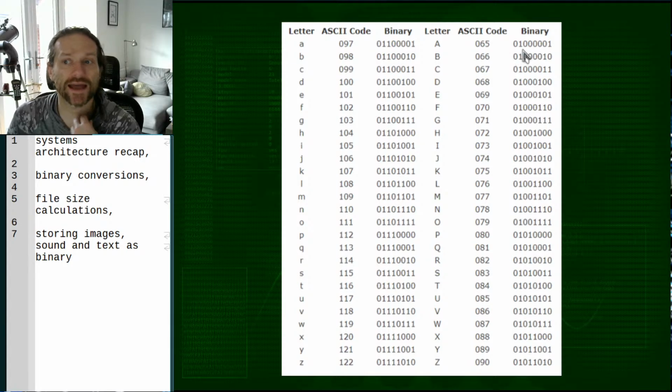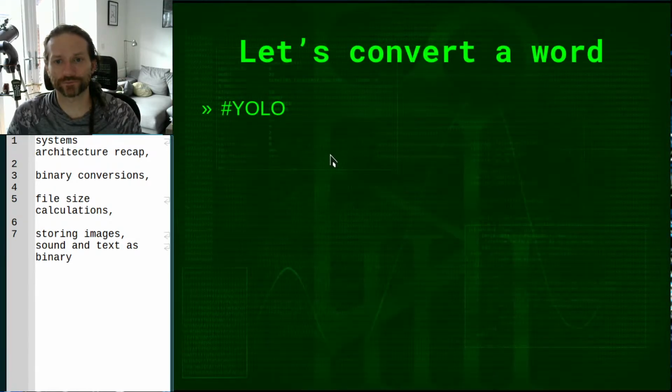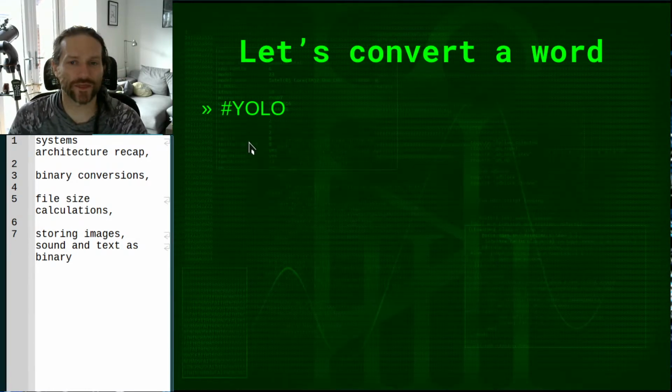Capital A has the binary code 01000001, which is almost the same. You'll notice the lowercase letters on the left-hand side are almost exactly the same as the binary values for the uppercase letters on the right-hand side. The only difference is this third bit is on for all of the lowercase letters. Okay, neat little thing.